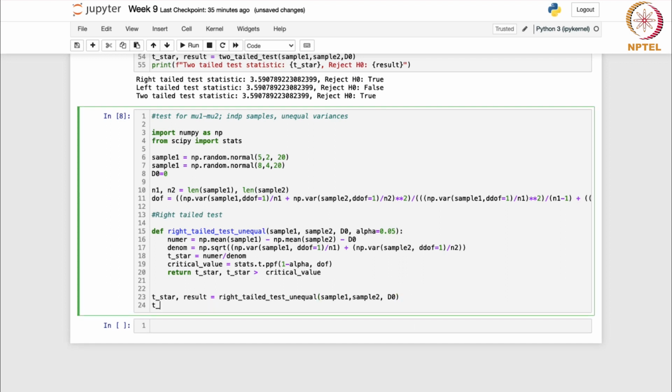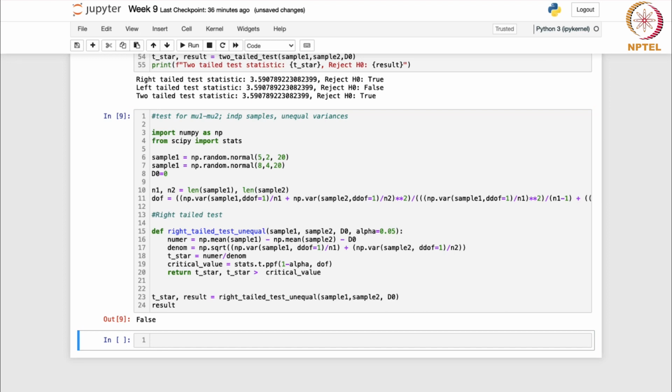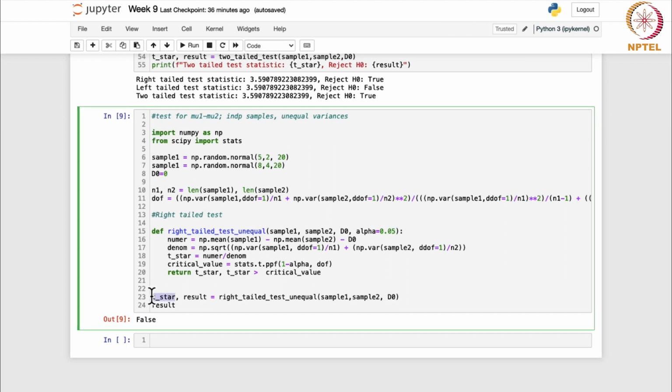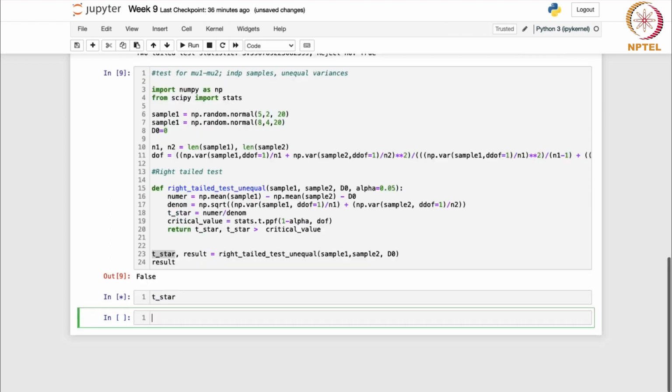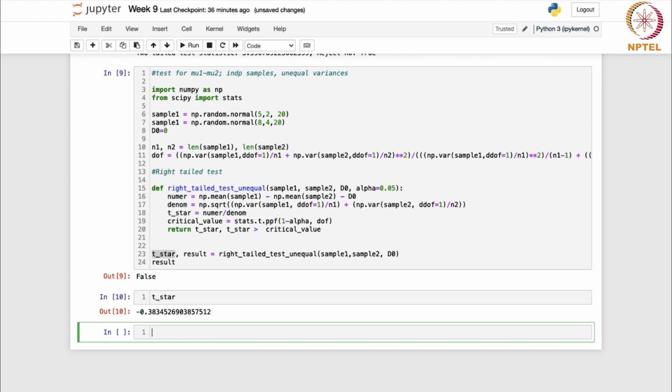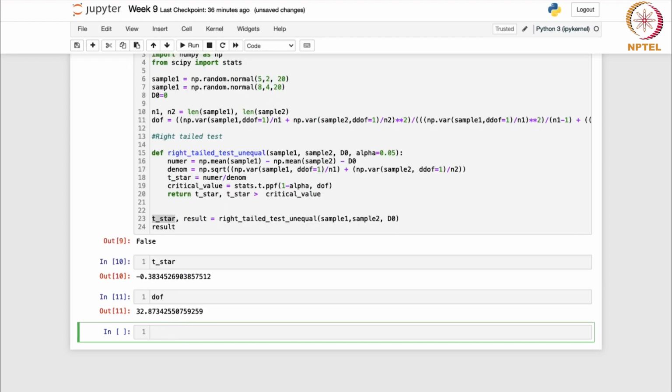So if you want the T star value, let me just print the result. The result is false, so you are not going to reject the null hypothesis in this case for the right tail test. Okay, and what is the test statistic that we have obtained here? If you want to give a proper print command as we have done earlier, you can do it. So the T star value comes out like this. Maybe the degrees of freedom I can cross check, 32.87.